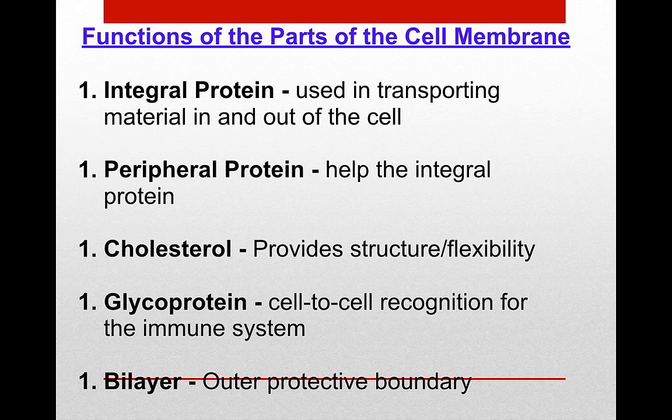Basically, it's some communication, but what it does is identify the cell as being normal or foreign. And so if we get foreign cells in our body, it will attack and kill those cells. That's exactly what happens if you're getting an organ transplant that your body recognizes as foreign. Because of the glycoproteins, if they don't match up right, it says, okay, this is something alien that shouldn't be in the body, and then they'll attack it and kill it. It also has this bilayer, or outer protective boundary.